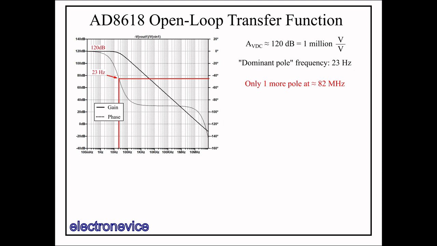The frequency at which the gain of a transfer function crosses unity is called the gain crossover frequency. For this op-amp, the gain crossover frequency is at around 22.6 MHz.